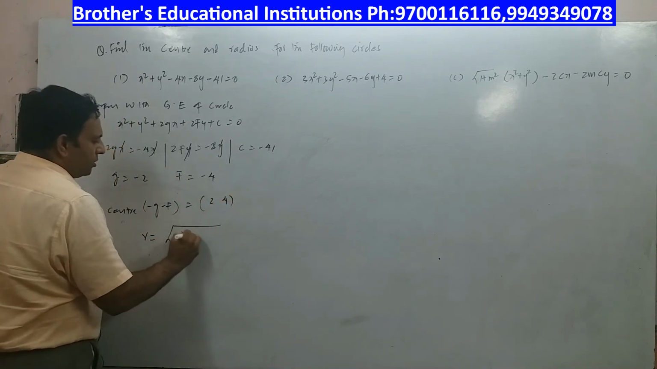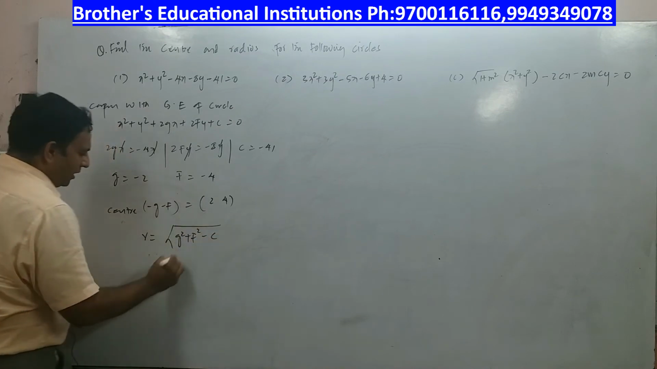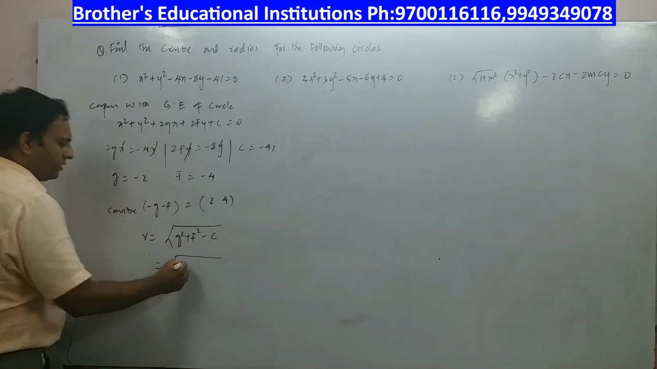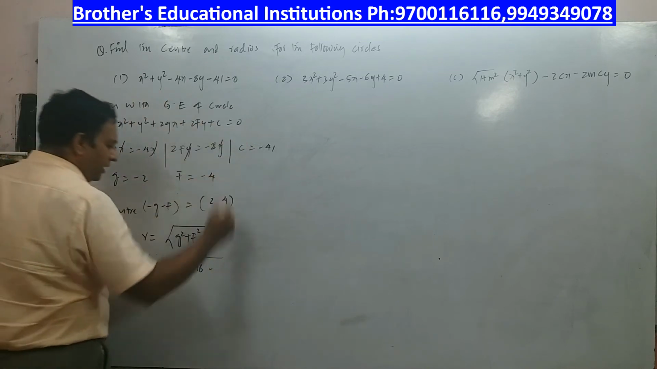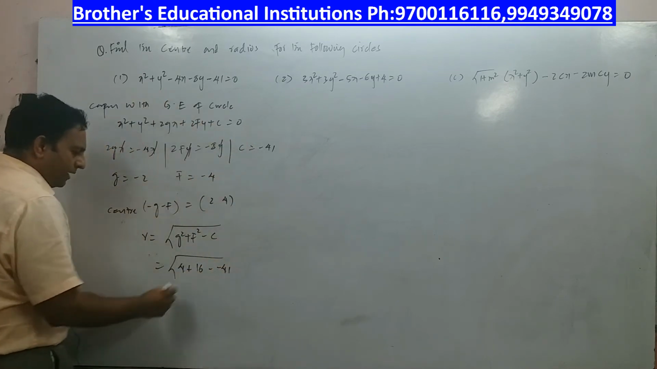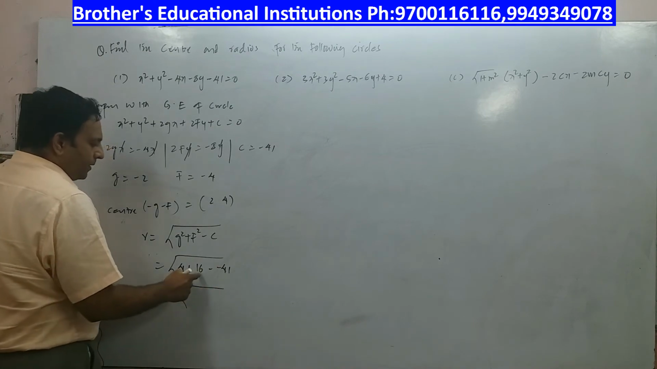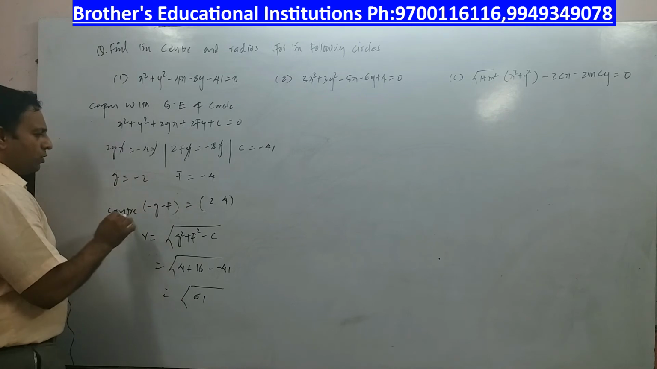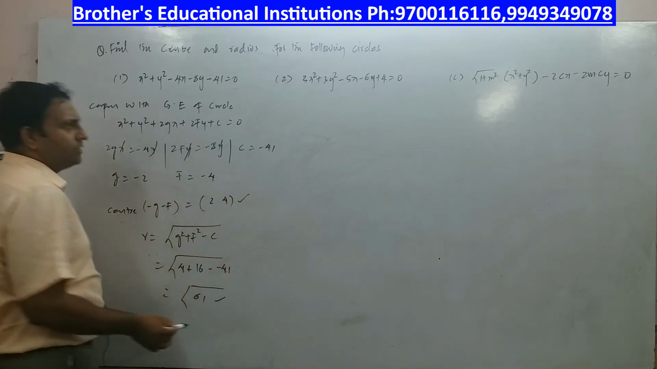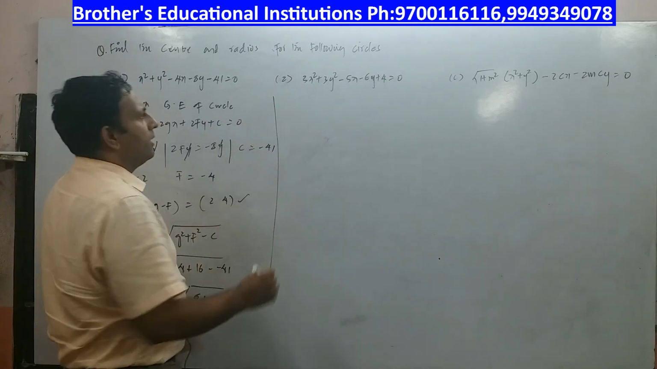Radius is the formula root of g square plus f square minus c. So it is under root g square. G square is 2 square, 4, plus f square is what? 16, minus c. C is how much? Minus 41. Minus minus plus. So it is under root of 16 plus 4, 20. 20 plus 41 will be 61. So the center is this and the radius is this. Fantastic. Now see here. Next question.